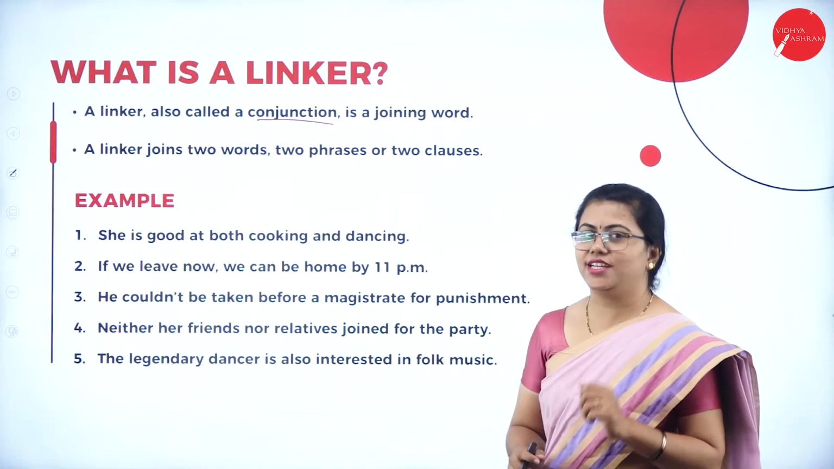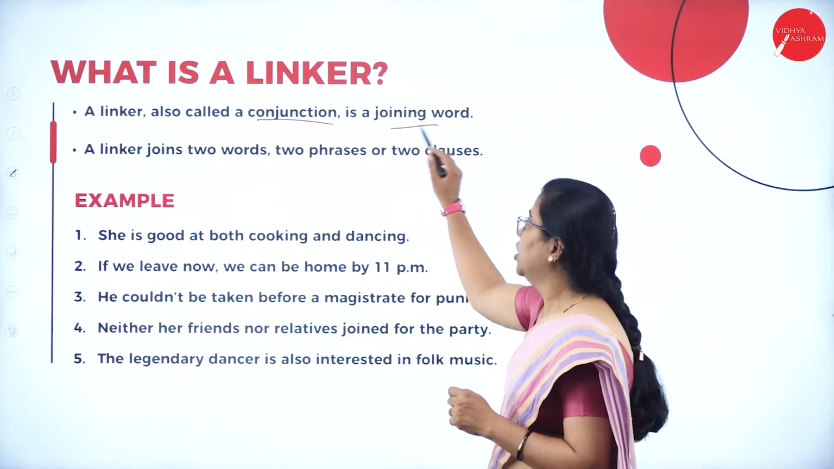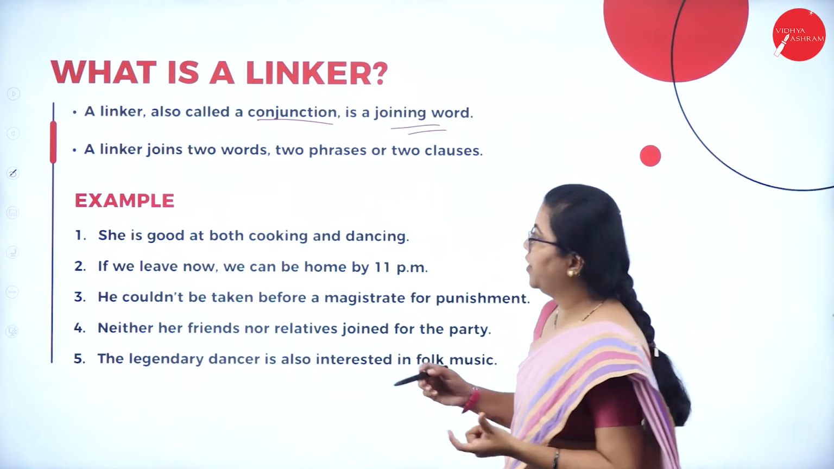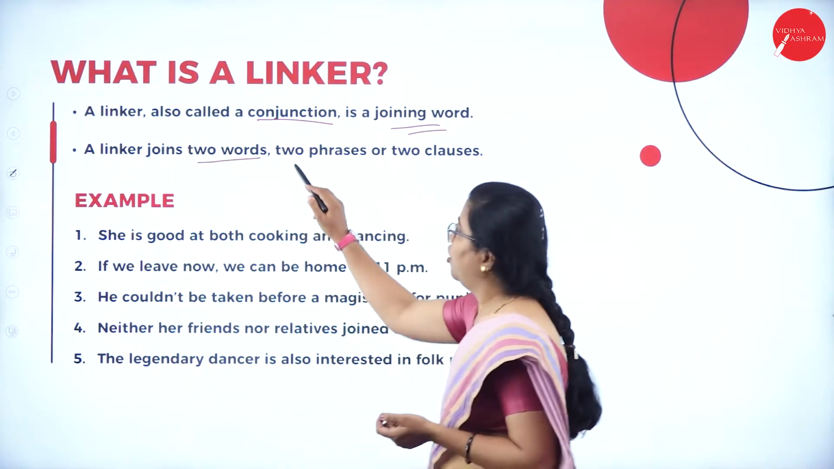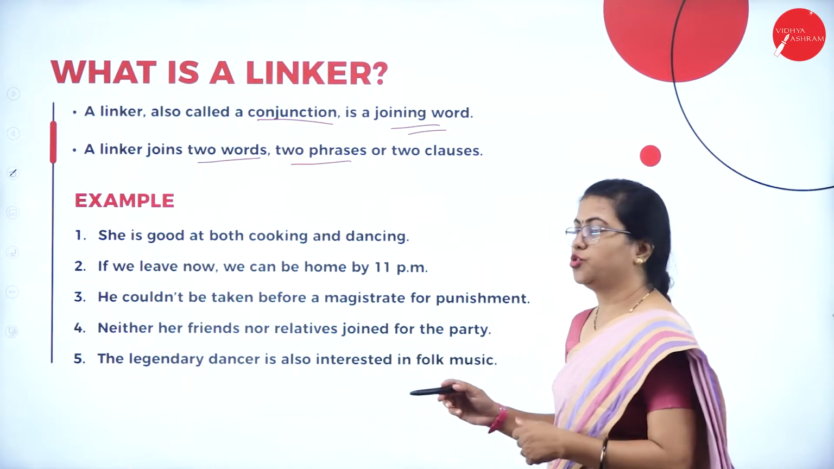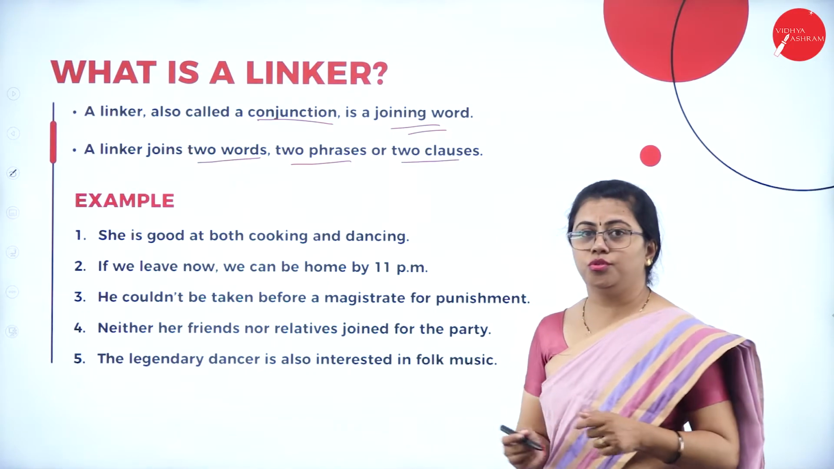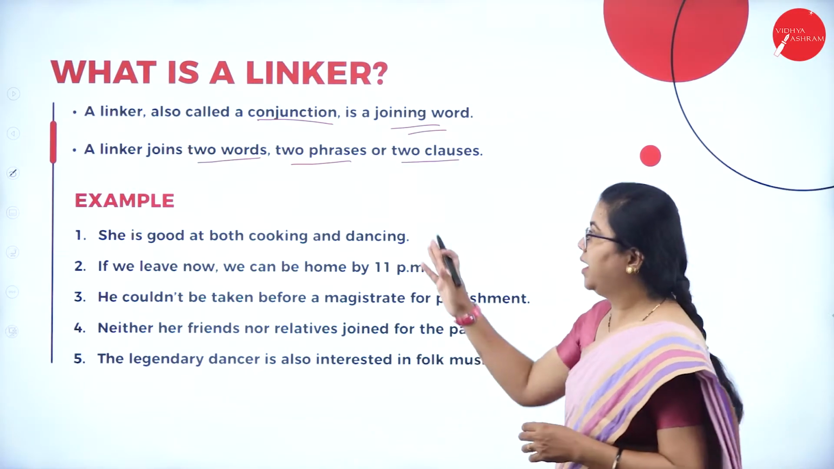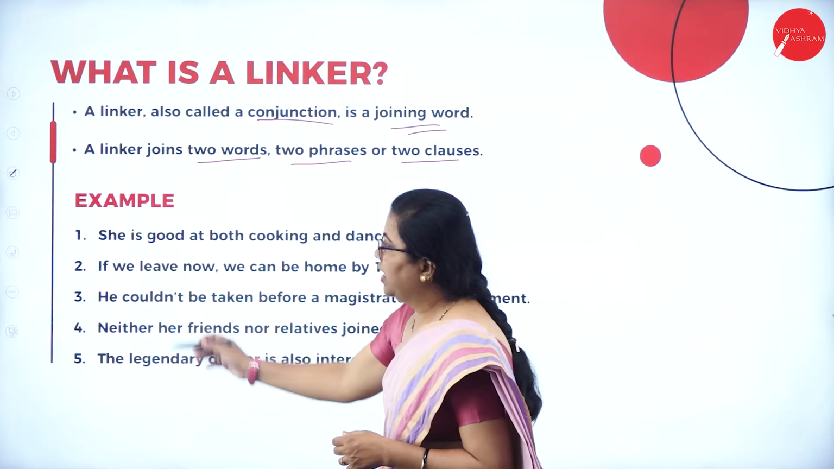So, conjunction is a joining word. It acts like a glue between two words. Fine. It joins two words or two phrases. Just now you understood what phrases are. Then two clauses. So, this way it can join anything. Let me give you a few examples here.